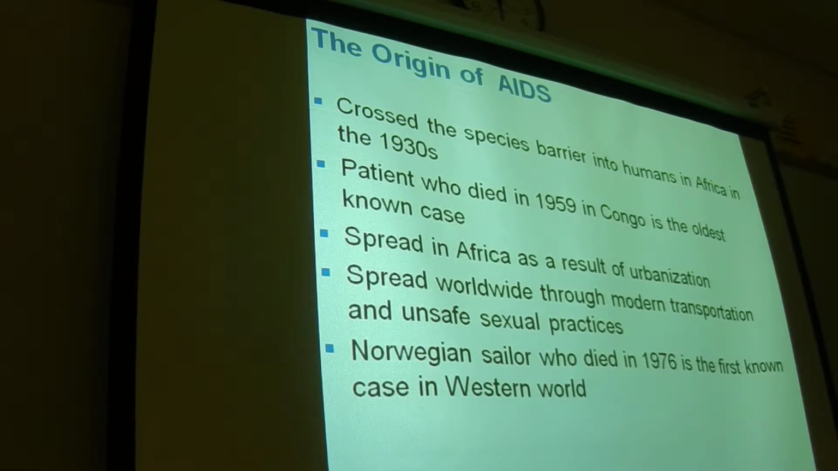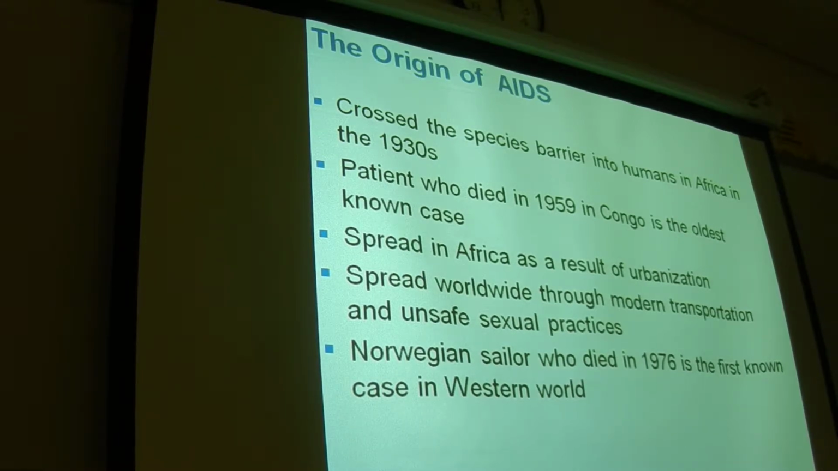It then spread in Africa as a result of urbanization, of people moving into areas, and the disease spread that way. It then started to spread worldwide through modern transportation and unsafe sexual practices, and this was happening in the 70s and 80s. The first known case in the Western world, so basically outside of Africa, was a Norwegian sailor in 1976.